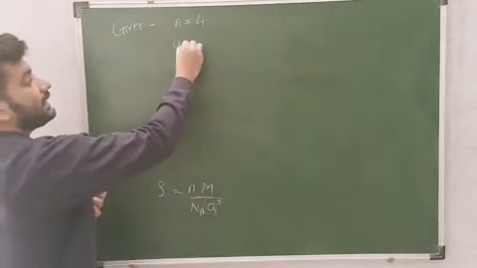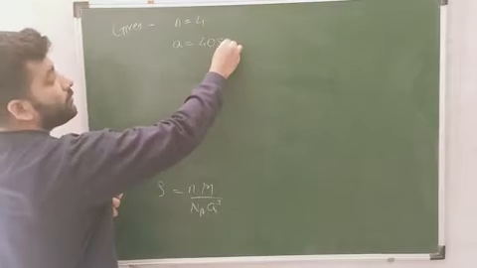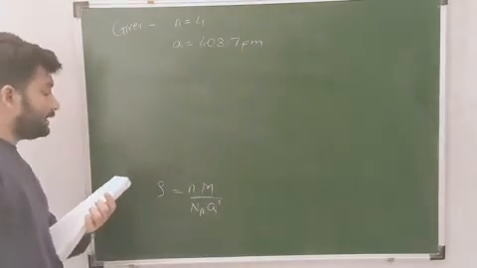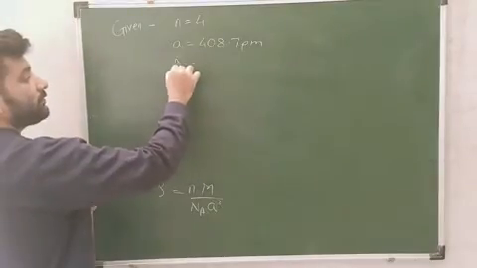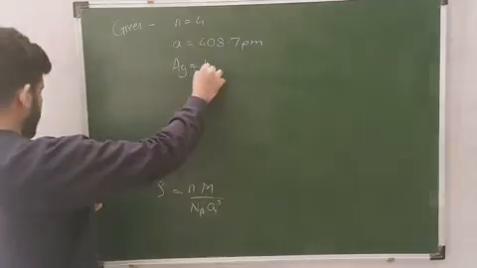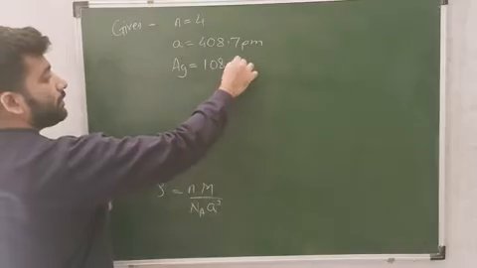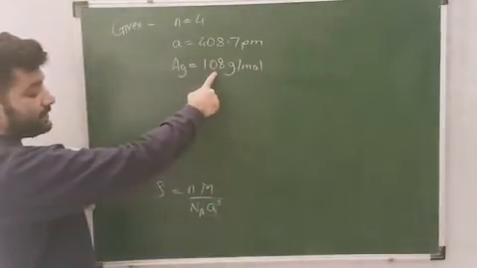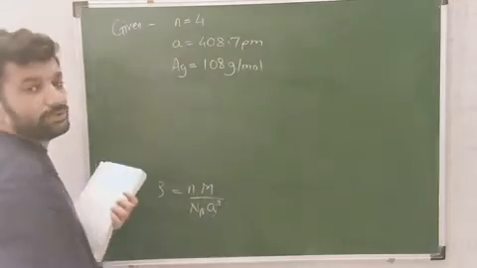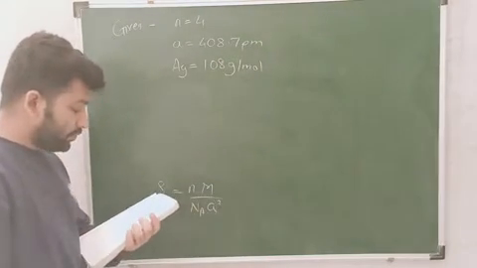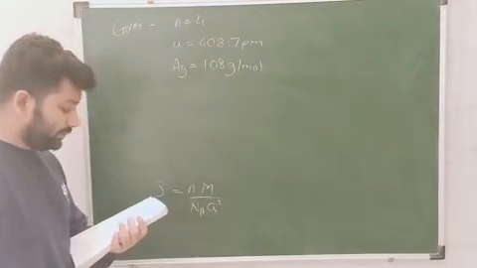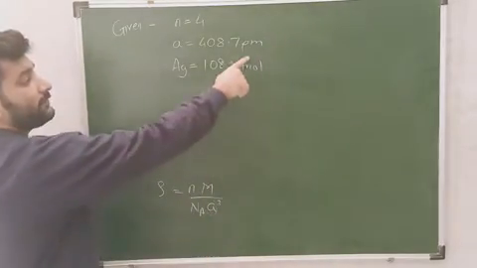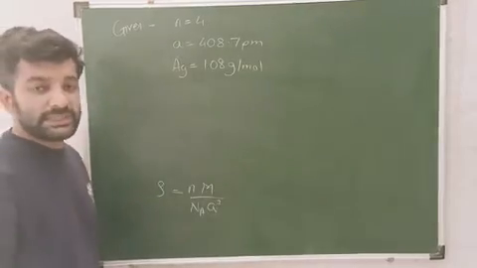Edge length A is 408.7 picometers. Then we are provided with the molar mass of Ag. It is 108 gram per mole. Now here we can convert this in kg, or we can convert the units as you wish. So what we are going to do is, we will keep the unit as gram over there, and we will convert this picometers into centimeters.